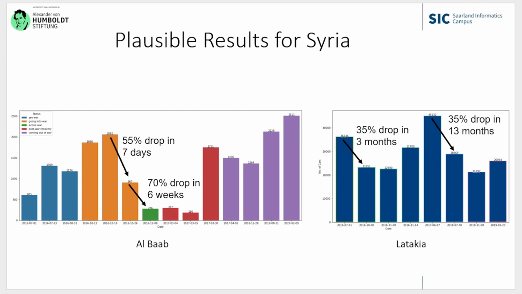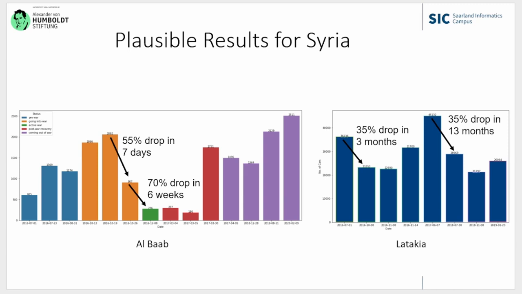For reference, this is another location in Syria where there was no fighting. There's also some fluctuation, and we see later different factors that might contribute to this normal fluctuation. Of course, this is Syria. Now, what's more interesting is Ukraine.